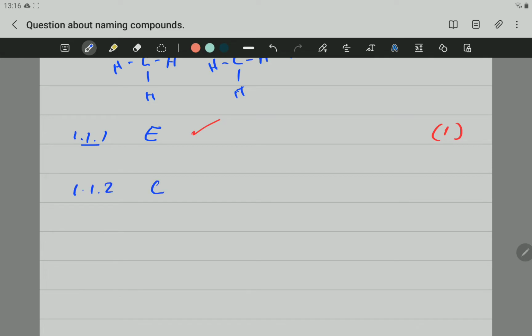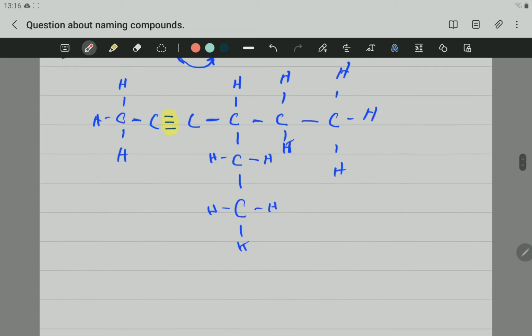1.1.2 is C. That is the alkene. And obviously it will be 1 mark for saying alkene. Okay, let's go to the next one.